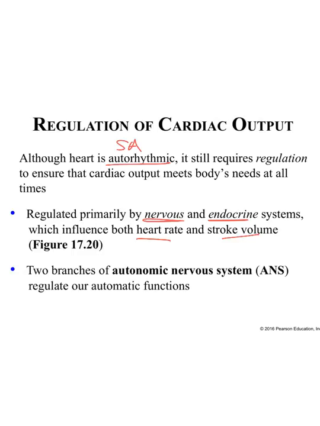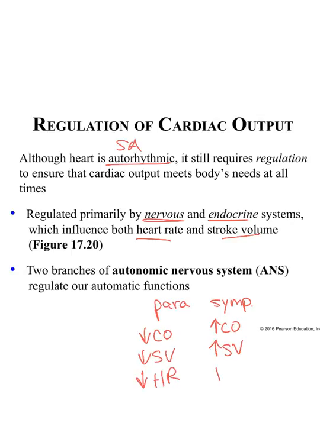Okay, so remember that in the autonomic nervous system, we have parasympathetic and we have sympathetic. Parasympathetic is rest and digest. So when that's going on, we're going to lower cardiac output. So you want to lower stroke volume, lower heart rate. Sympathetic, we want to increase activity of the body. So you're going to increase cardiac output. You can do this by increasing stroke volume and by increasing the heart rate.